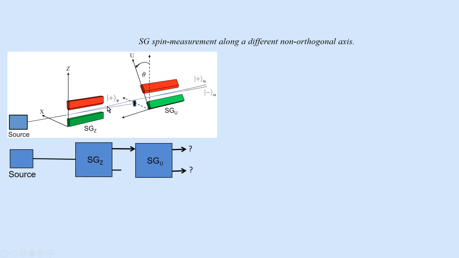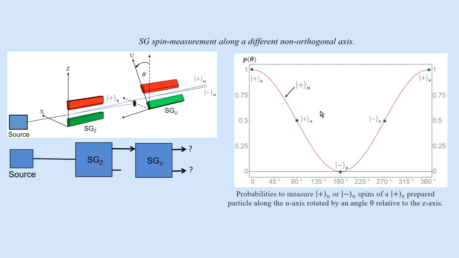You could do the same thing also for the z-ket minus, but just for convention, let's take this as an example. Of interest here is what the second SGU device will measure along a generic u-tilted axis relative to the z-axis by theta degrees. So, what will happen? By doing so, one obtains the probability distribution summarized in this graph.